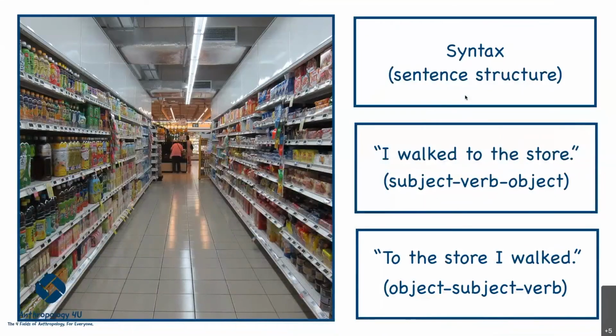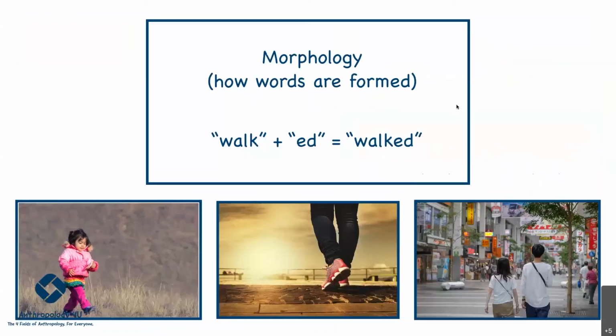And they would look at the structure of the sentence, which is called syntax, like how it says, I walked to the store, which is in a format called subject, verb, object, instead of saying to the store I walked, which is in a format called object, subject, verb. Some languages say it in different ways. And linguistic anthropologists would also look at how words are formed, which is called morphology. So, like how the word walked is formed from the word walk and the ending ed.